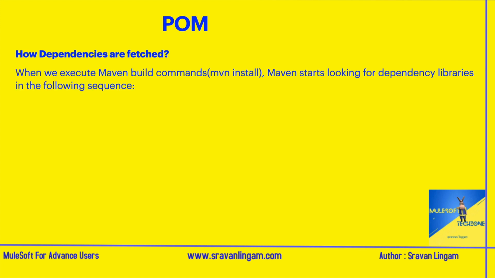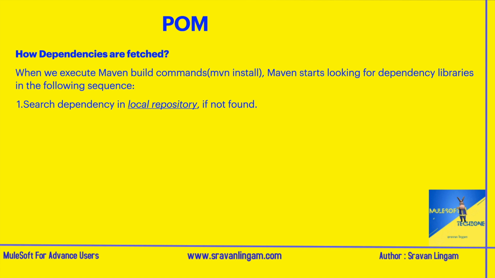When we are executing Maven build commands, for example mvn install, Maven will start looking for dependency libraries, but there is a sequence. What is that sequence? First, it will search for the dependency in the local repository.